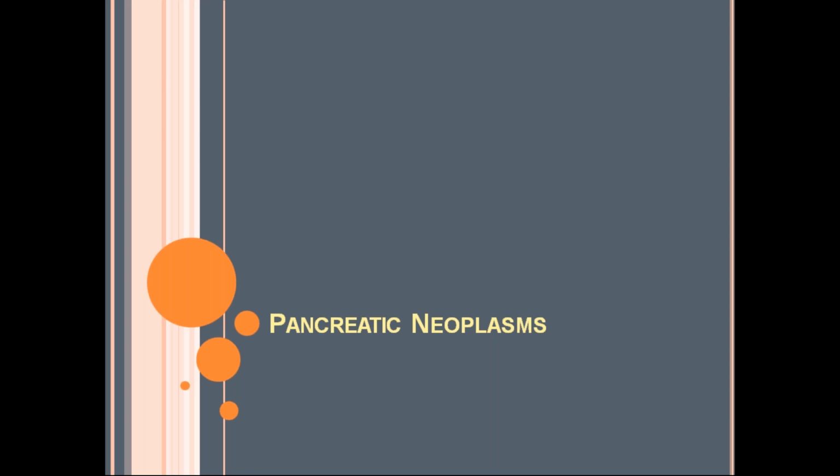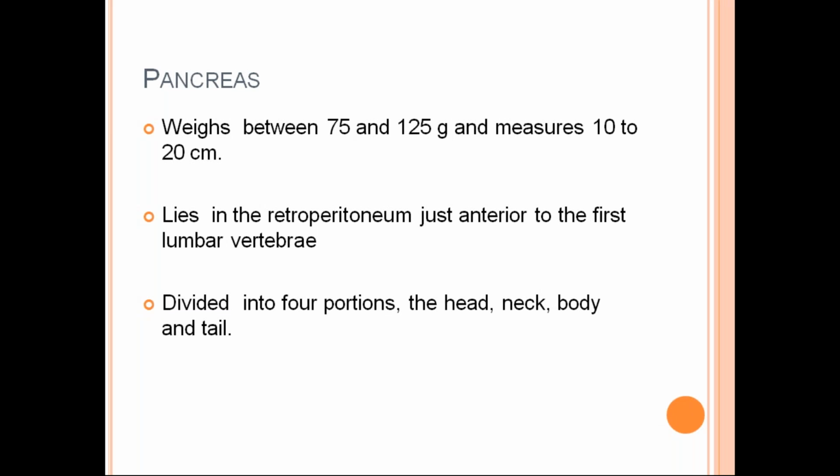Okay. So the pancreas weighs between 75 and 125 grams and measures 10 to 20 centimeters. You all know the pancreas lies in the retroperitoneum, just anterior to the first lumbar vertebra. It is divided into 4 portions: head, neck, body, and tail.